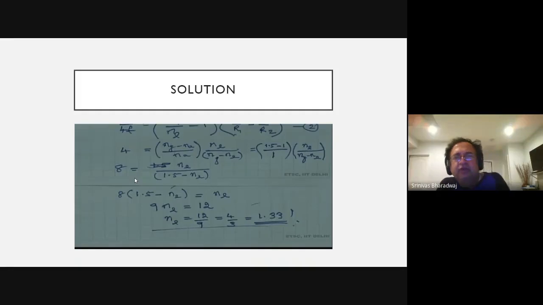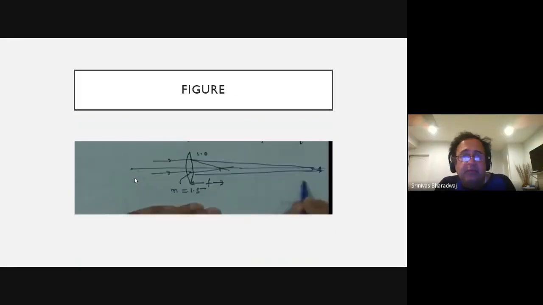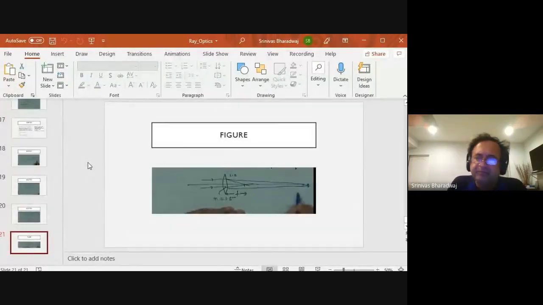You have to divide the two equations. Okay. And then you will get the ratio. The two unknowns will drop off. Okay. So this is the simple case of finding the refractive index of the lens. All right.